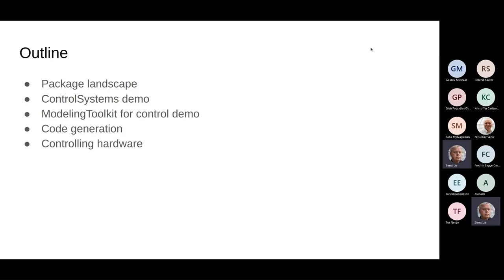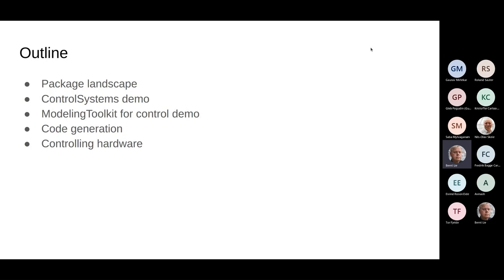We will then briefly talk about code generation, which is something that's quite interesting to control engineers, where we actually take our Julia code and in some way or another make it run on some hardware that we are interested in, which may or may not be your typical laptop piece of kit. We will also talk briefly about whether we can actually control hardware using Julia programs and so on.